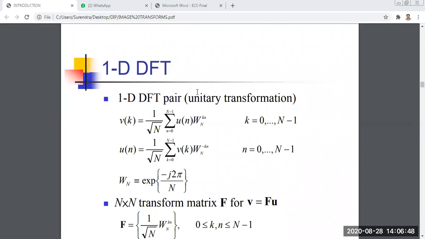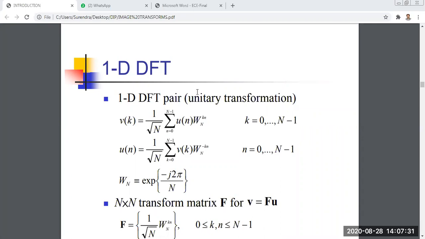As per your syllabus, there are 10 transformation techniques. I will read them out; list them yourself if possible. The first one is DFT for one variable, the one-dimensional discrete Fourier transform. Next, DFT for two variables. Third is the Walsh transform. Fourth is the Hadamard transform.